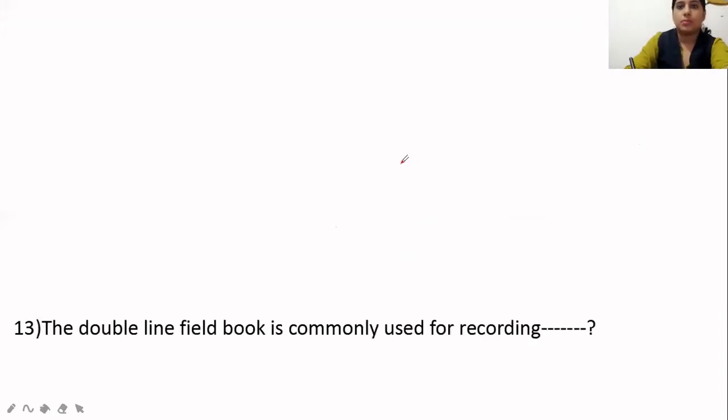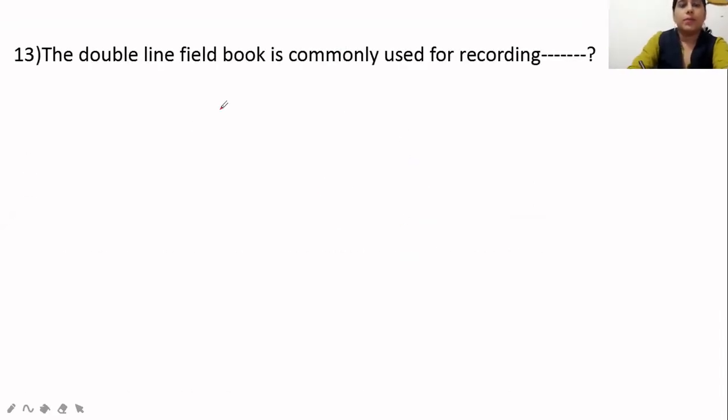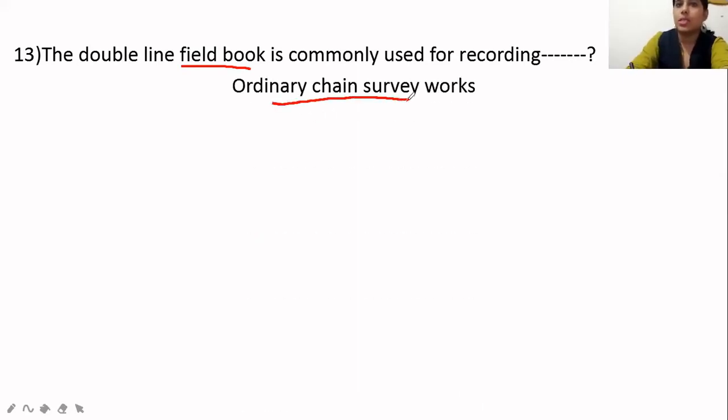As per our discussions yesterday, we said that we'll be discussing the further MCQs. First MCQ: the double line field book is commonly used for recording what? Already we have discussed what a field book is. Field book is used for recording the chain line measurements, from bottom to upwards. We said that two types of books are there, double line and single line. Double line is used for common civil works, that is simple survey works. So for ordinary or simple survey chain works, we use this double line field book.